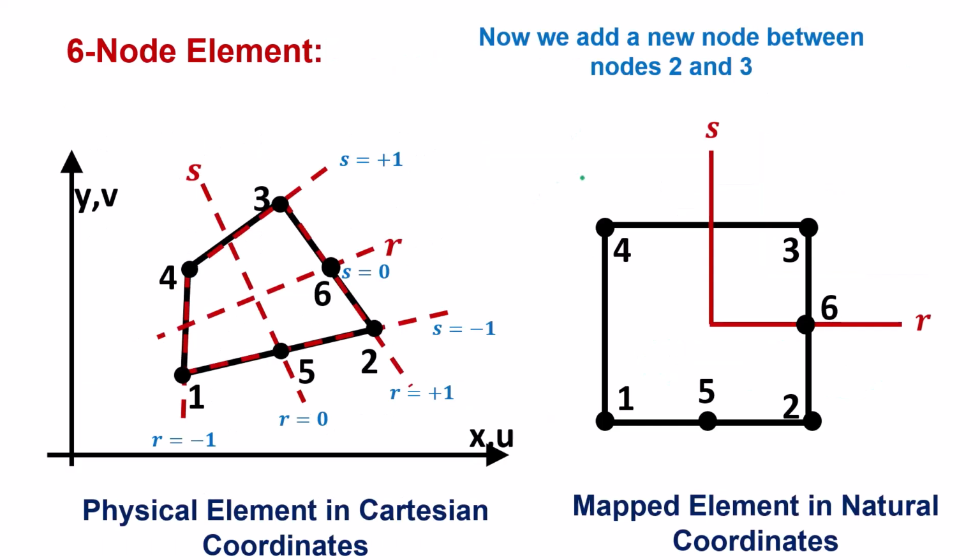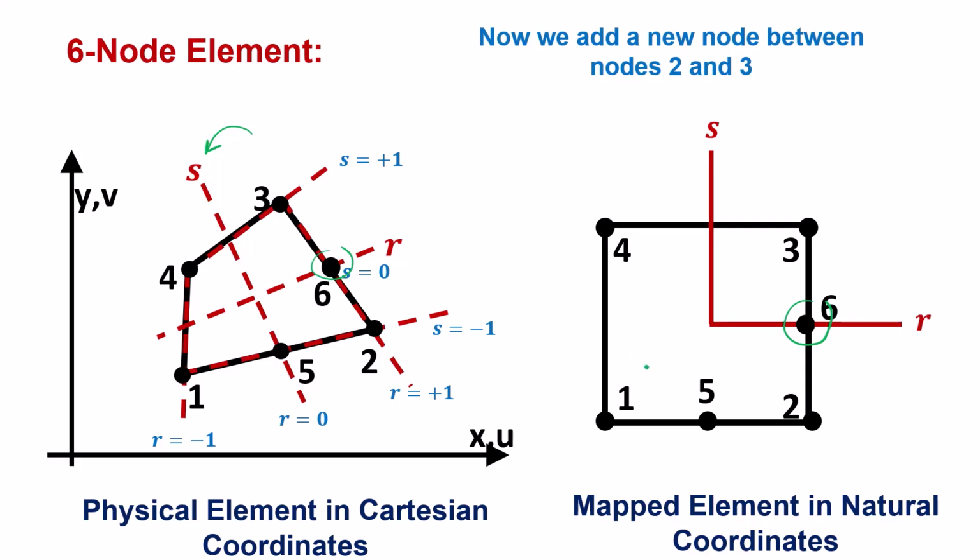Next, let's look at the 6-node quadrilateral element. This time we add a new node between nodes 2 and 3, right at the midpoint of the right edge. On the left, you see the physical element in the Cartesian coordinates. Again, it can be irregular, but the numbering always goes counterclockwise, with node 6 sitting between nodes 2 and 3 here. On the right, in natural coordinates, the situation is much clearer.